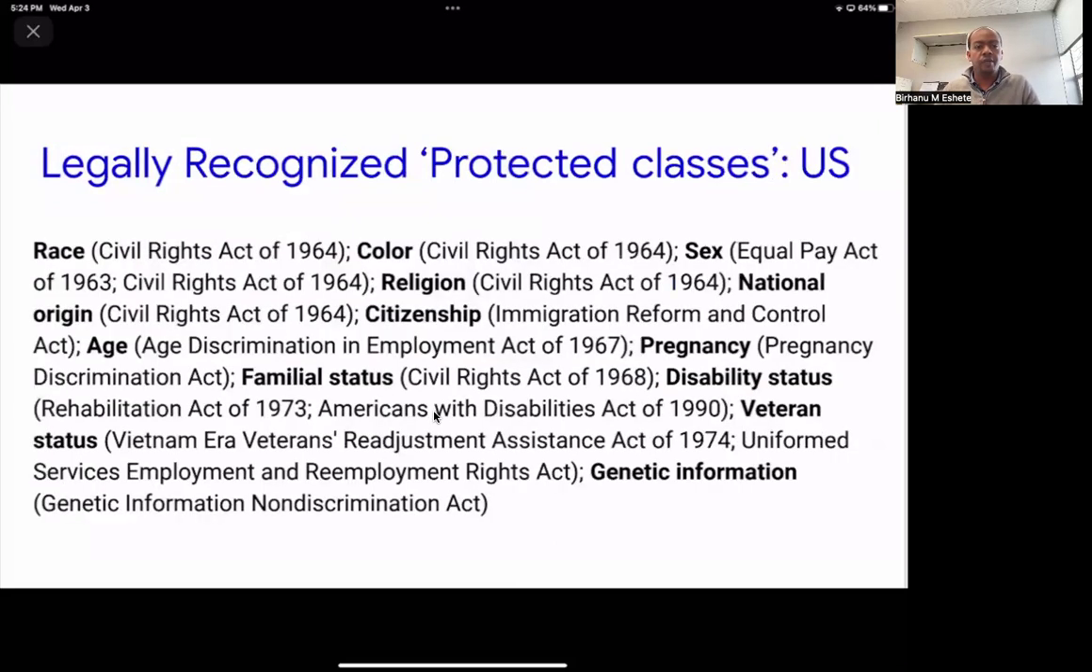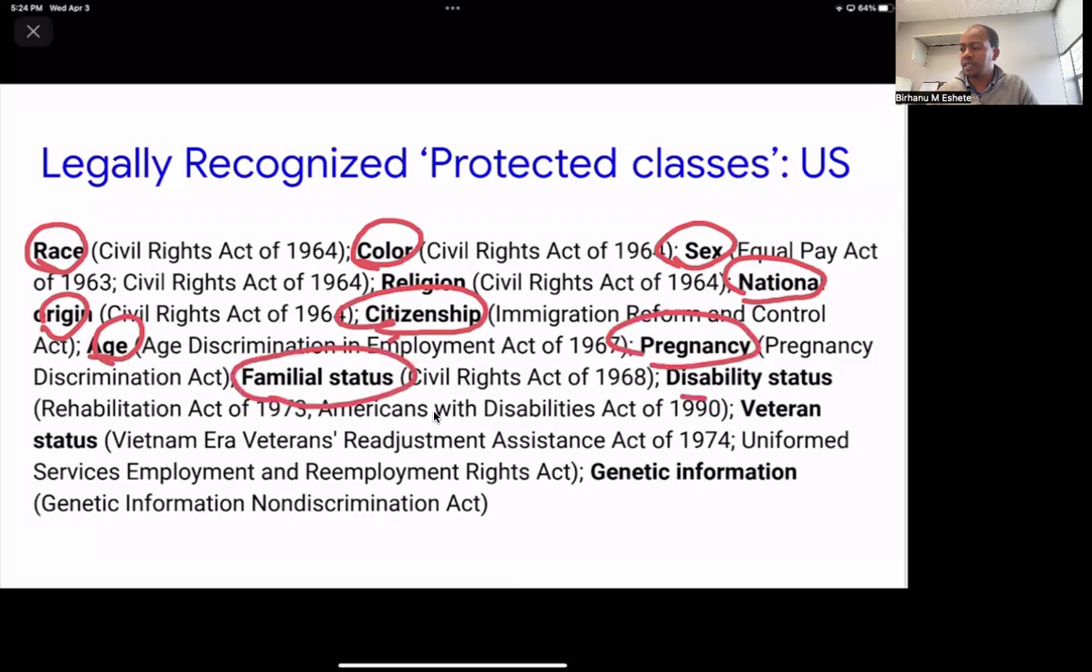In the United States, we have what we call legally recognized protected classes because we want to avoid decisions being made based on important social dimensions, such as race, skin color, sex, national origin, citizenship, age, pregnancy status, family status, disability status, veteran status, and genetic information, right? So these are legally protected. There is a law. So if you think some decision that is made against you is based on one or more of these, you have the legal right to challenge these decisions and to ask for explanations and justifications. Okay, so in theory, we have these legally recognized protected classes that you shouldn't be using to make decisions.